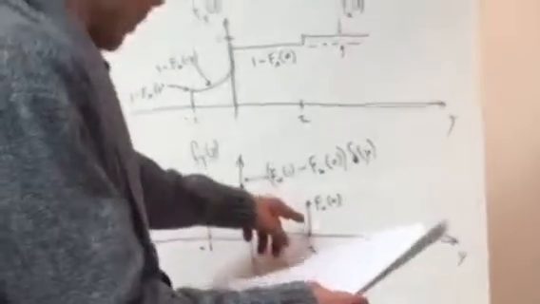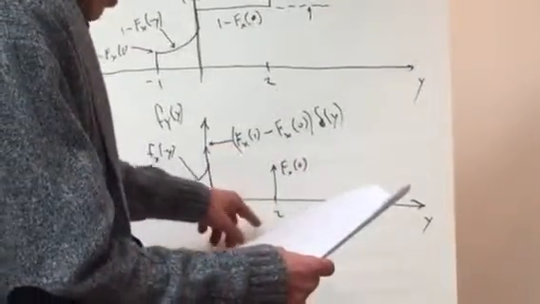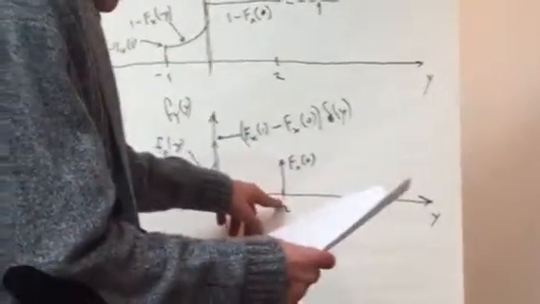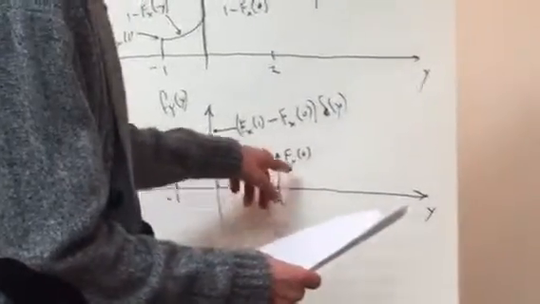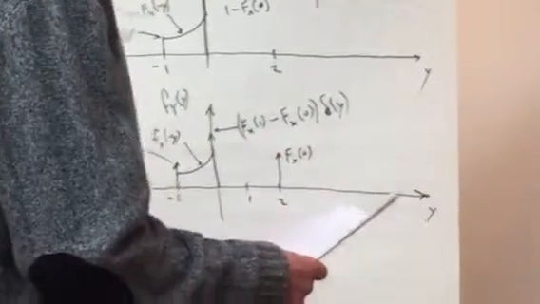And then finally, there's another delta function that occurs at y equals 2 and amplitude F_X(0). That's it.